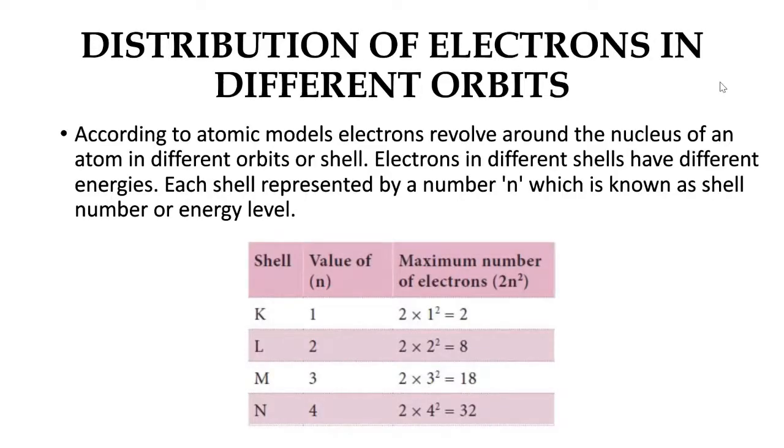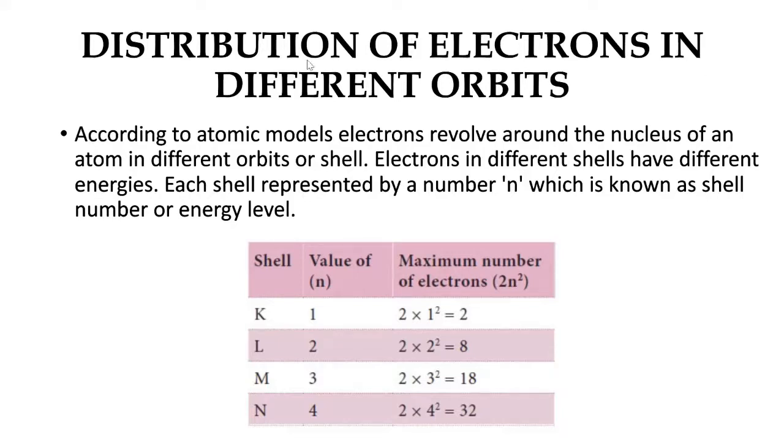In our previous sessions, we had seen Thomson's model of an atom, Rutherford's alpha ray scattering experiment, and Niels Bohr's model. Today, we'll be seeing how the electrons are distributed in different shells or orbits.